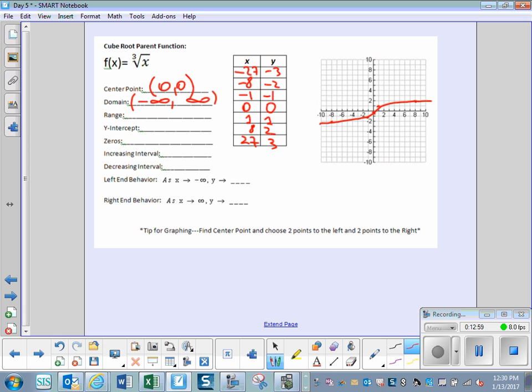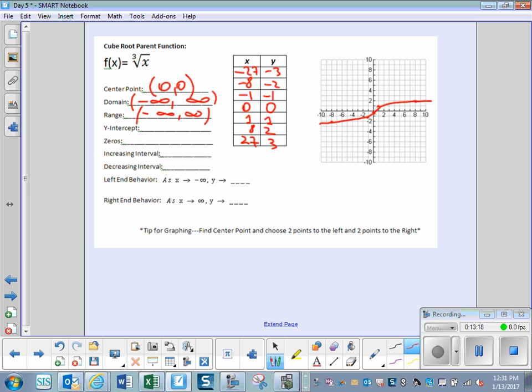Range is all about y values that I could get, right? So whatever numbers I could get is this y column. All real numbers, so negative infinity to infinity, right? So I start from the bottom, go up, figure out where my graph is, everybody.